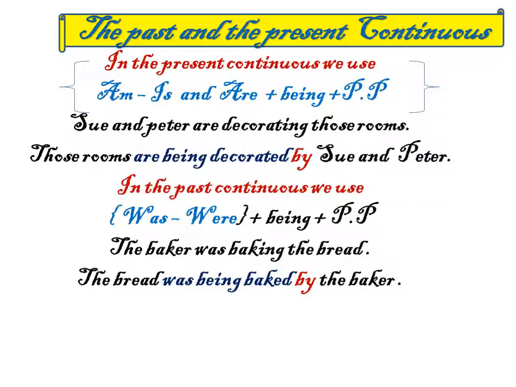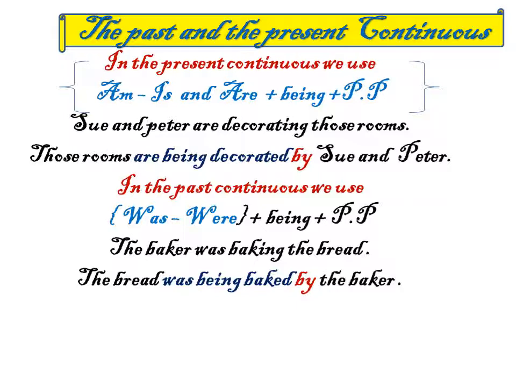The past and the present continuous are the same way, but we're going to add being after the verb to be, after am or is or are, or after was and were. You must add being plus past participle when you change from the active one to the passive sentence. Sue and Peter are decorating those rooms. Those rooms are, plural, being decorated, past participle, by Sue and Peter.